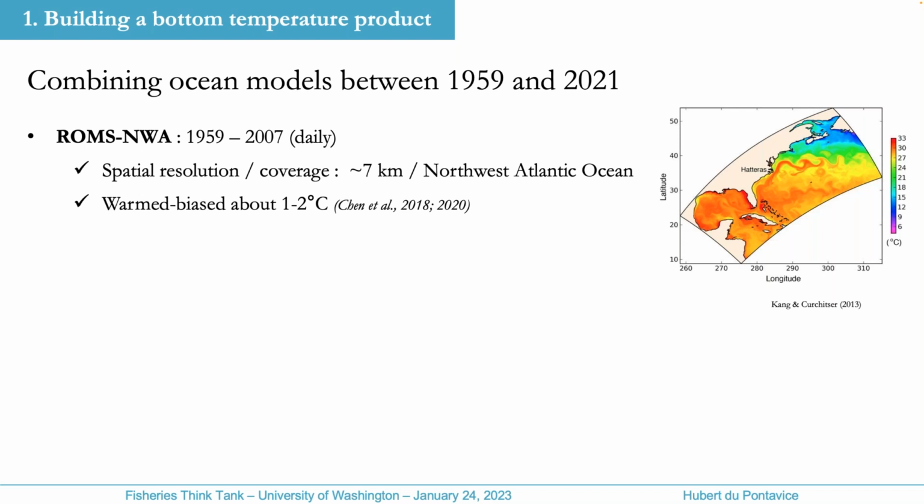This model is a high-resolution model covering the Northwest Atlantic Ocean, as you can see on this map. It has a daily resolution and covers the period 1958-2007. However, as I mentioned earlier, ROMS bottom temperature is warm biased, especially in summer and fall, and the bias varies widely spatially. And I will show you how we dealt with this in a couple of slides.